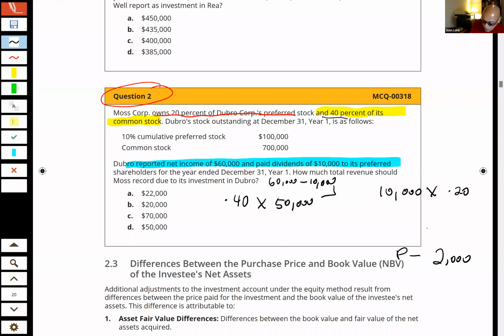So that's going to give me what? An additional 20,000 for the common investment. That means that I've got 22,000 of dividend income for the preferred plus my share of the net income of the common based on my common shareholdings.